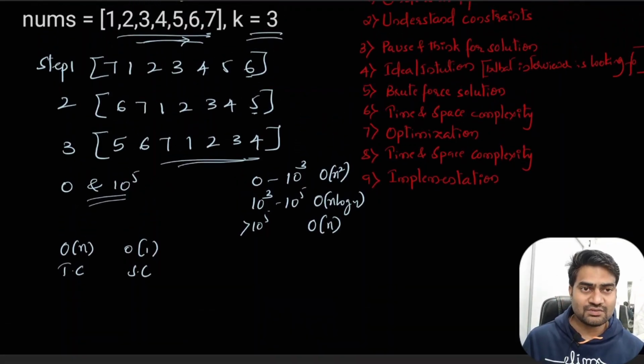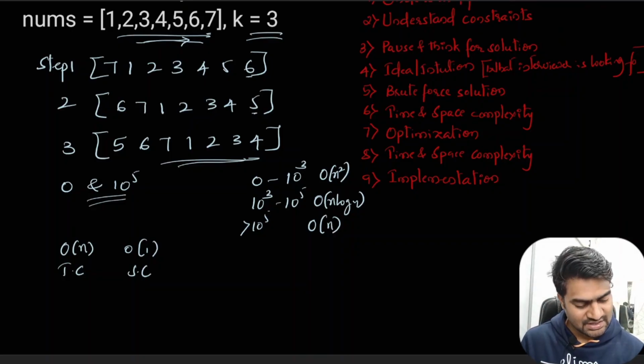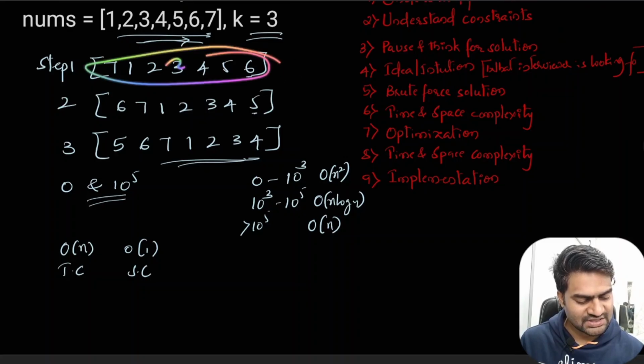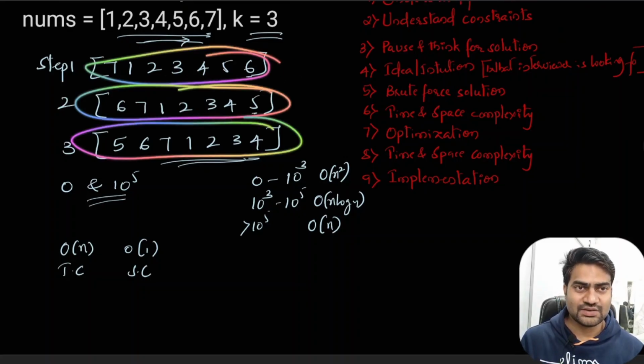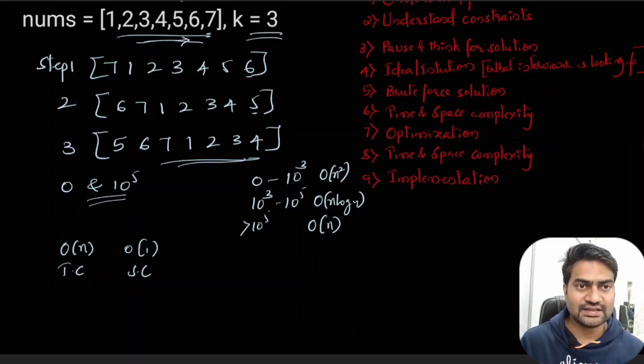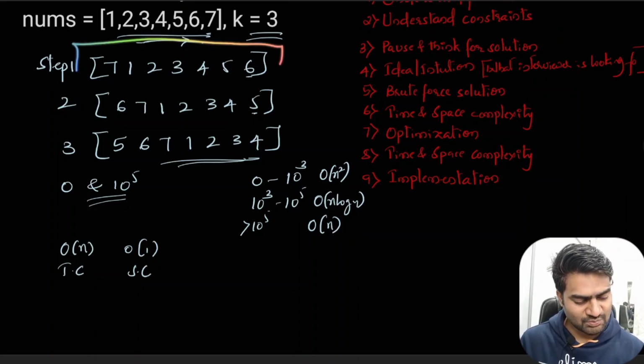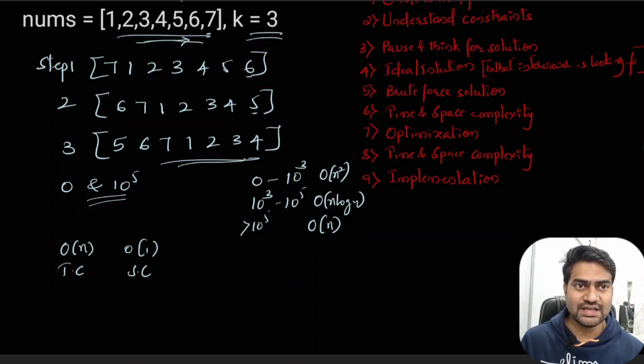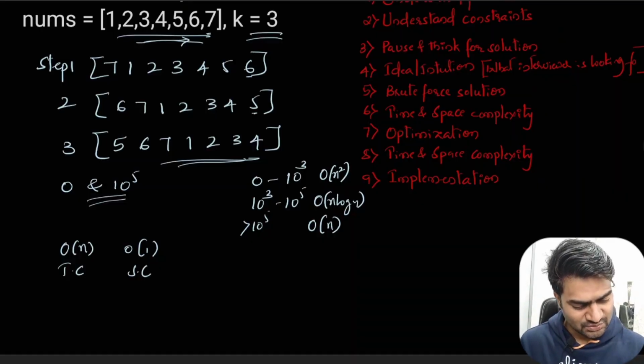If you look into this problem, what is the bare minimum solution that you can think of initially? I will take this array and rotate it by 3 times, something like this. This is the first rotation, second rotation, third rotation. Let us implement it the same way. For that, first we need to implement how to rotate this array by 1 position. So let us do that.